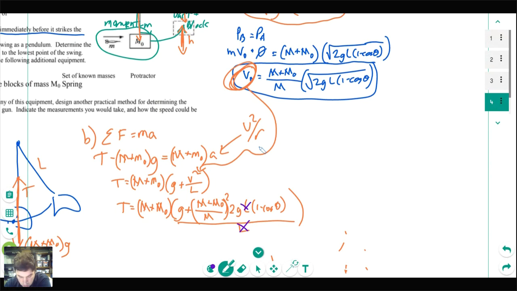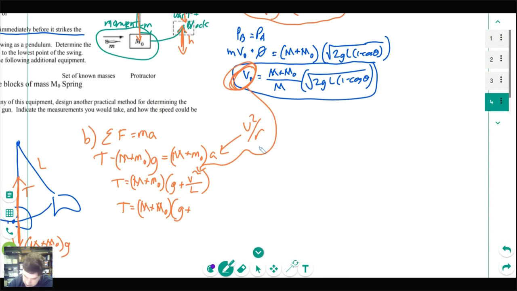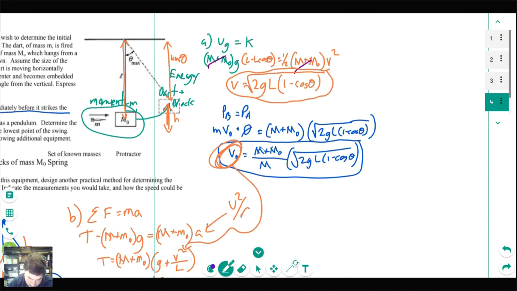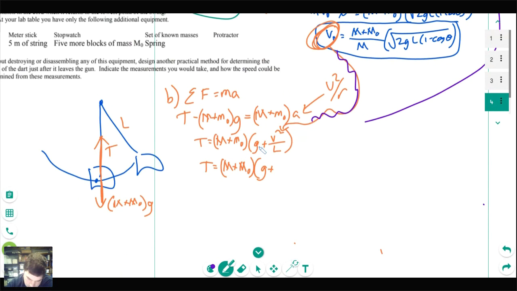Oh, crap. Hold on. Hold the phone. That's the wrong V. I don't want that V. I don't want the V of the dart before it collided. I want the V from way up here. I want this V, the V at the bottom of the swing, not the V of the dart. So no, ignore that. We are not taking this one through here. We're taking that V down there. Okay, so this is the square root of 2gL(1 minus cos theta) over L squared.